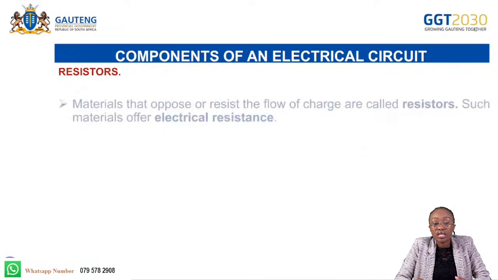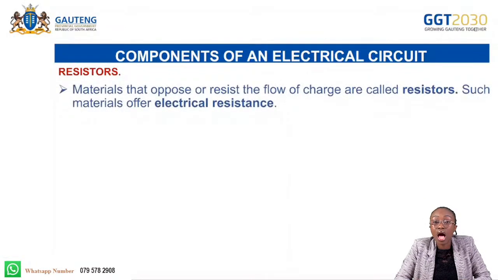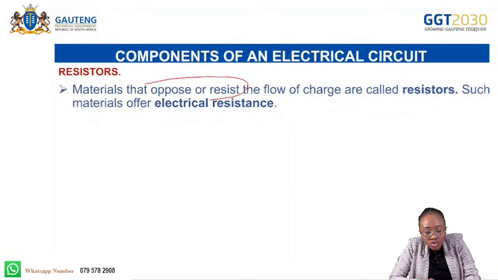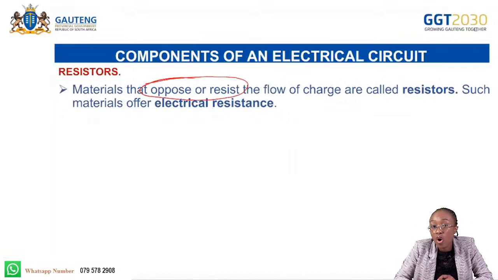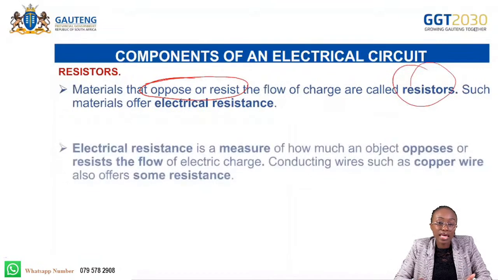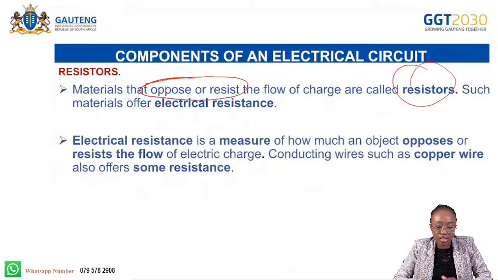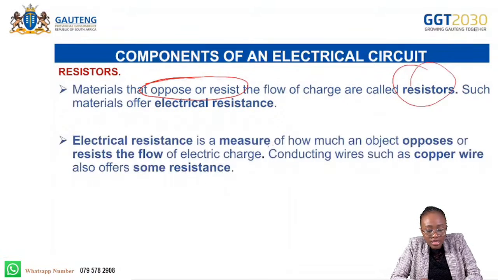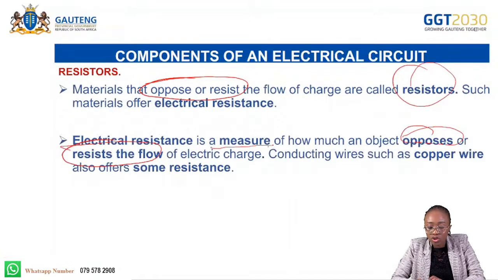Another component that we find in an electrical circuit is resistors. What are they? These are materials that oppose or resist the flow of charge. Remember we said charge flows through conducting wires. So if there is a material or an appliance that resists that flow of charge, we call it a resistor. So they offer electrical resistance. Electrical resistance is a measure of how much an object opposes or resists the flow of charge in conducting wires.